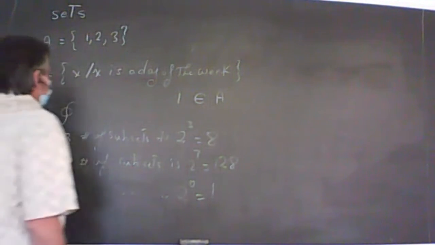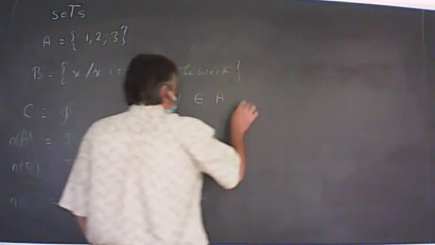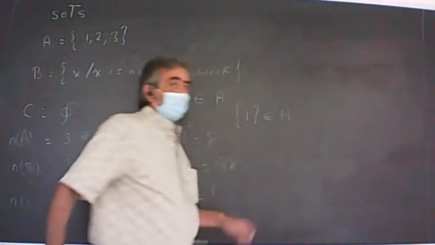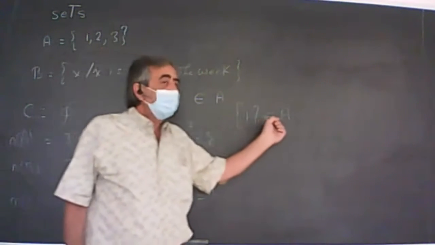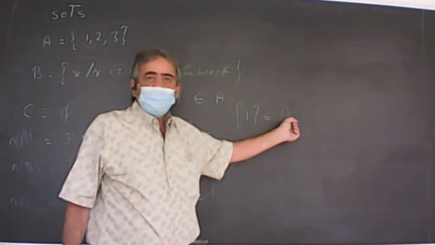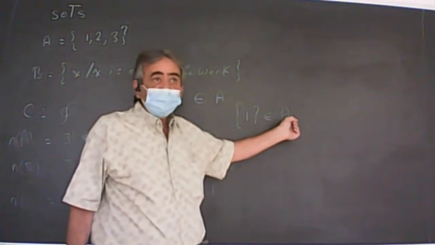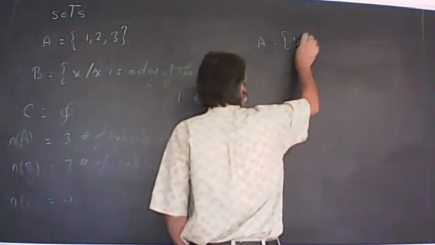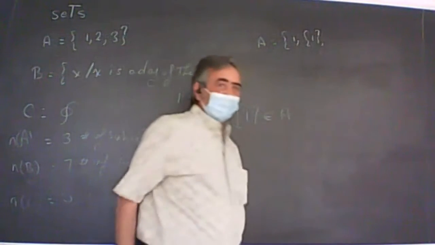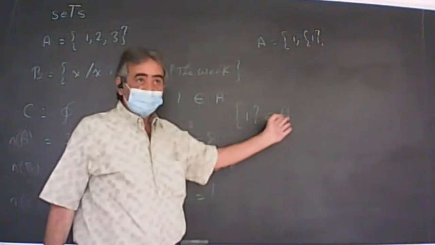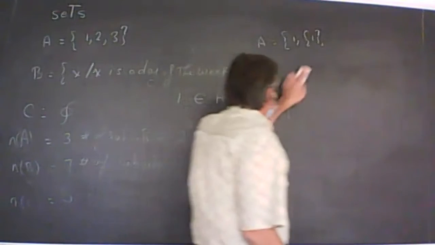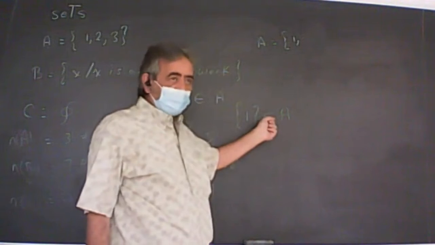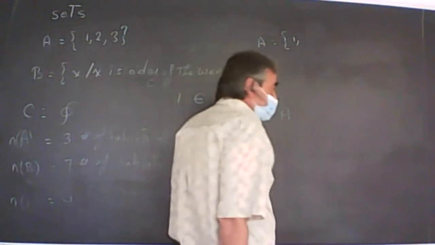Yes? However, would this be correct? Can I say set 1 is an element of A? No. Yes? Unless A is equal to {1, {1}}. Now this is an element. Yeah? But without this, that's not an element. That's a subset. Okay? Just be careful with those.